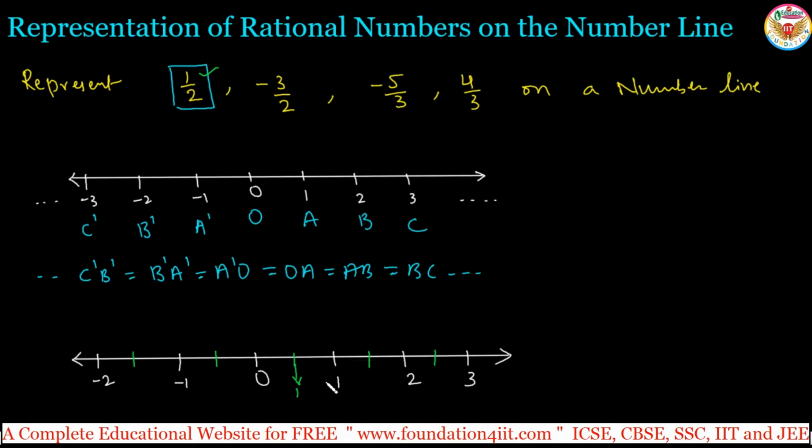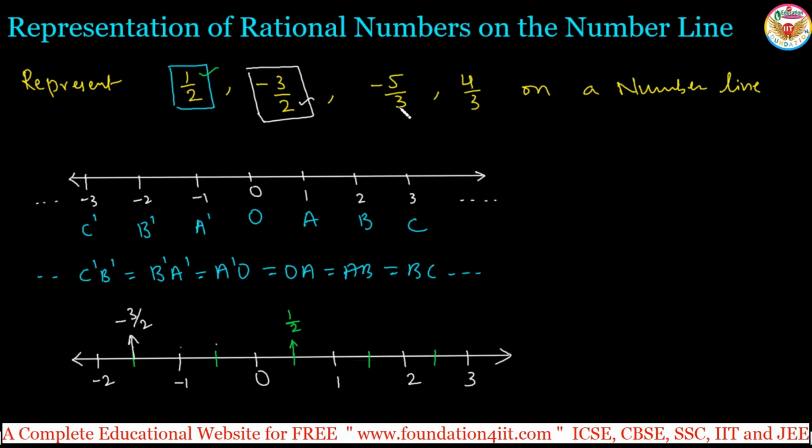You can write on top that this is exactly equal to 1 by 2. And see the next one, minus 3 by 2, which is negative. This also has denominator 2, right? So between every point, 0 to 1, 1 to 2, 2 to 3, according to the denominator you make that many parts first. So 2 parts are already done. Now the numerator is minus 3. Minus 3 means from 0 on the left side, 3 points: 1, 2, 3. Now this point is minus 3 by 2.